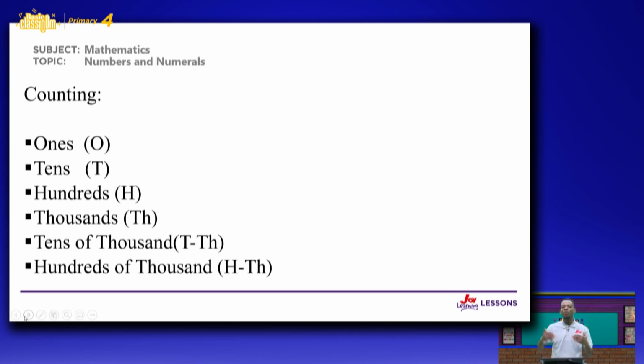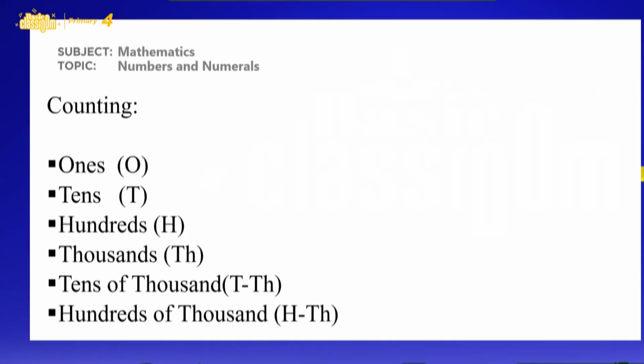Learners, please don't be confused whenever you see these initials used in representing the stages of counting. Whenever you see ones, we represent it with O. Tens, we have T. Hundreds, we have H. Thousands, we have TH. Tens of thousands, we have TTH. Hundreds of thousands, we have HTH. These are the stages of counting that we'll be doing in Basic 4.